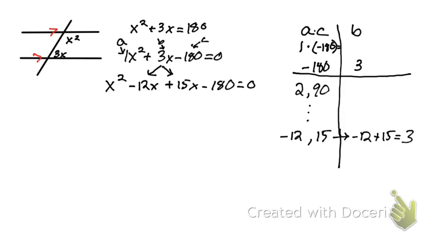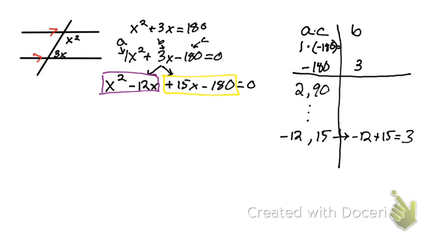Because negative 12x plus 15x does equal 3x, I'm just breaking it apart into two separate entities. Now I have two binomials. I have x squared minus 12x, and I also have a positive 15x minus 180. What you're going to do with each of these binomials is treat them equally.